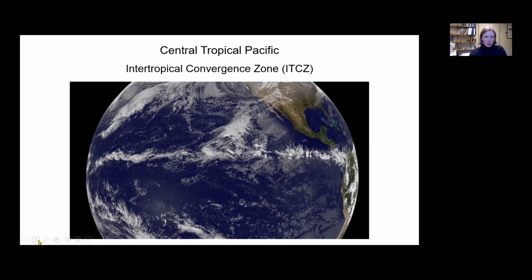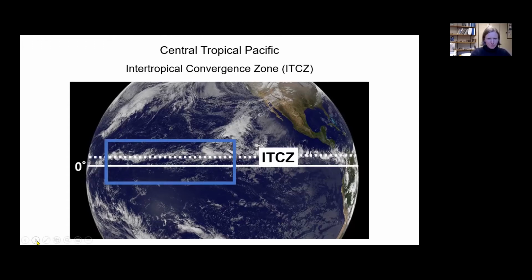It goes around the globe, so it's not just in the Pacific that we see this phenomenon. And I should have highlighted it for you. We've got the ITCZ as the dashed line, and then we have the equator to show you that it sits just north of that, and then our area of concern here is in blue.